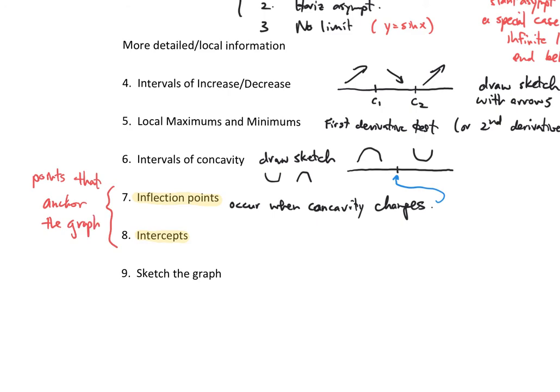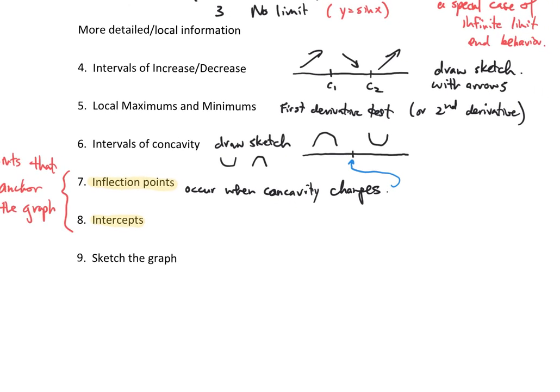Finally, they ask us to sketch the graph. So when we get together in class later on, I'm going to teach you how to combine 4 and 6 to draw the following sketch. If you take a look at number 4 over here, I have increasing and decreasing information. If you look at 6, I have concavity information. So I can join these two graphs together.